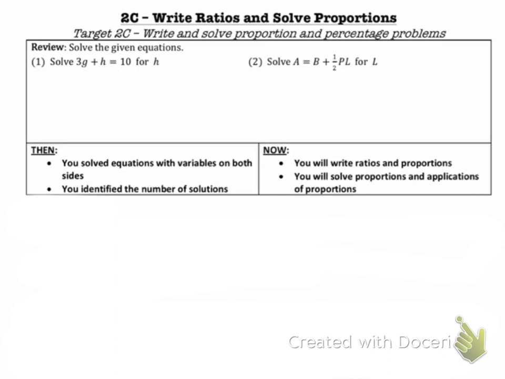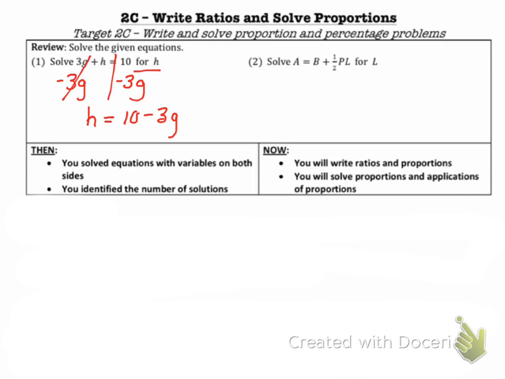Number one, we have the following equation here, 3g plus h is equal to 10, and our goal is to solve for h. So all I have to do in this one would be to subtract 3g from both sides, because that's the only thing that's by h, and this cancels. I'm left with h is equal to 10 minus 3g.